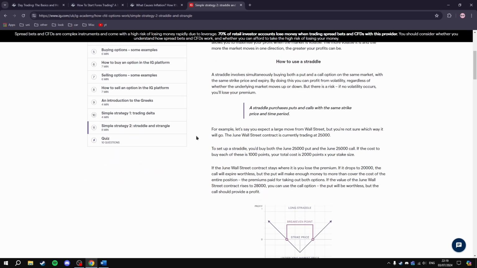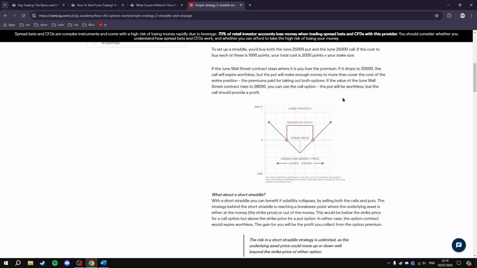So how to use a straddle? A straddle involves simultaneously buying both a put and a call option on the same market with the same strike price and expiry. By doing this, you can profit from volatility, regardless of whether the underlying asset moves up or down. But there is a risk: if no volatility occurs, you'll lose your premium. So a straddle purchases put and call options with the same strike price and time periods. It gives you an example here, and it would look like this.